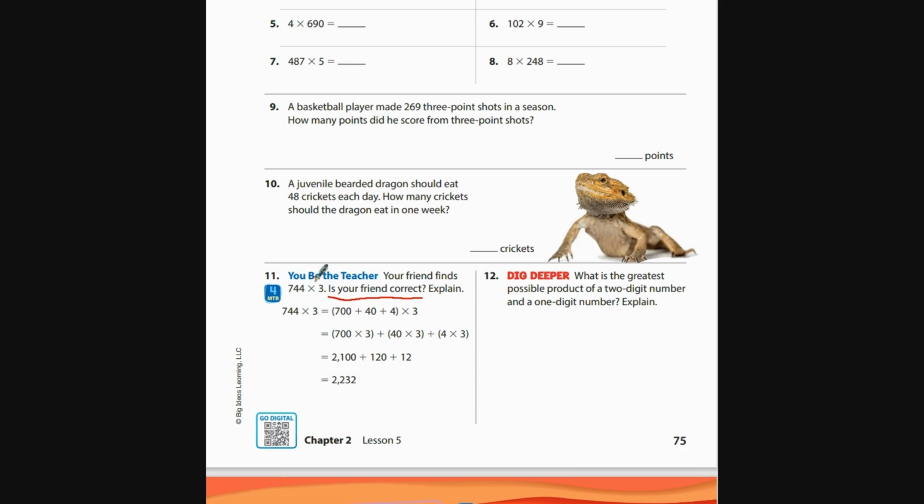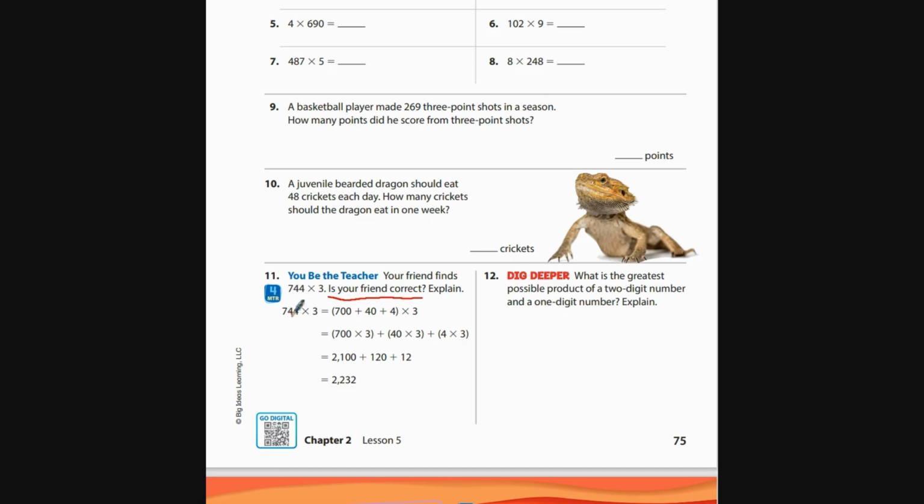Now, remember what I said about the order of the numbers. 3 times 744 is the same thing as 744 times 3. The only thing you're doing is changing the order of where the numbers are. That's called the commutative property of multiplication. So in this case, we're going to keep 3 times right here. And what did they do? They expanded. Now let's check to see if the friend is correct or if the friend made a mistake.